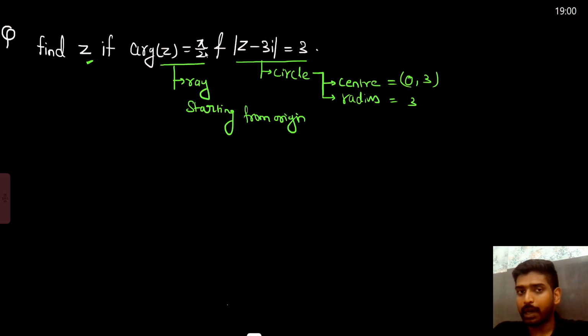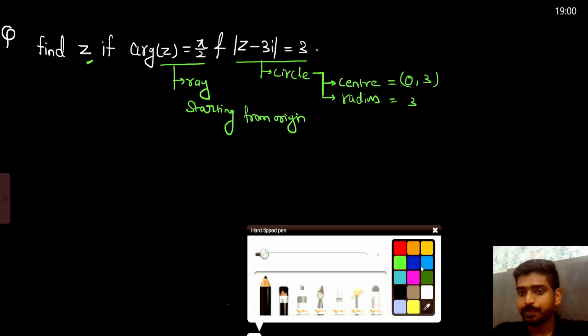Got it? If you have any doubt how this equation is representing a circle, or how this argument of z equal to pi by 2 is representing a ray, I explained this in the previous videos. Please go and watch that video. After that, you'll have a clear concept on how it comes.